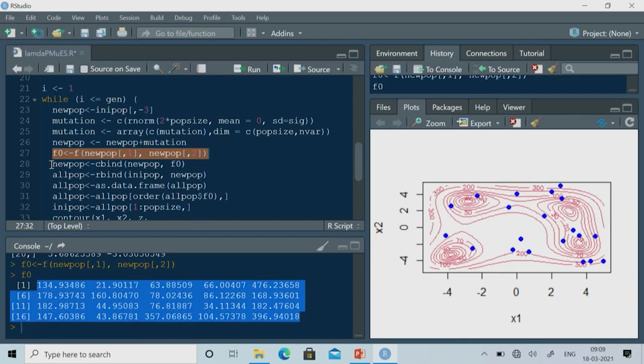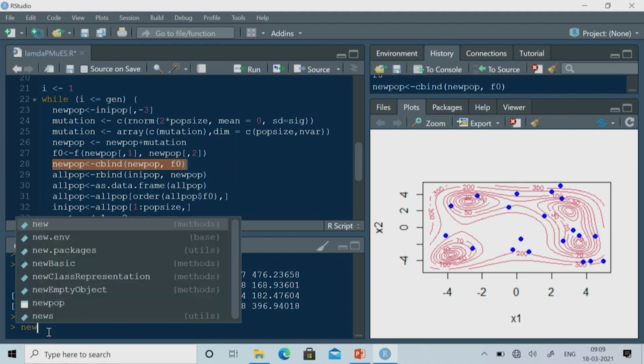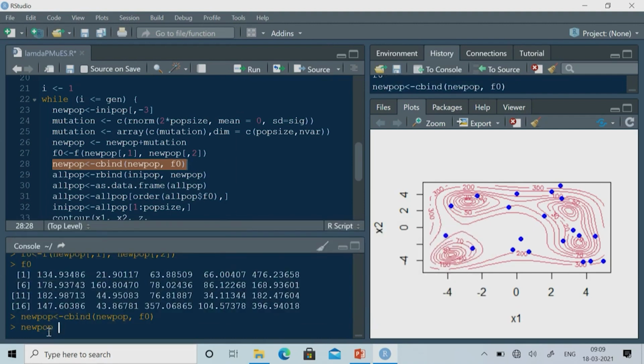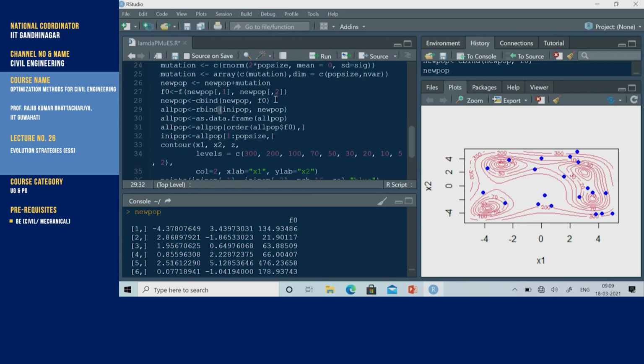Again, I am adding it as a third column to the new population. I have used the cbind function, and I am adding this function value to the new population. If you run it, you can see that the new population also has the objective function value. The objective function value for the first new solution, not the old solution, is 134.93486.